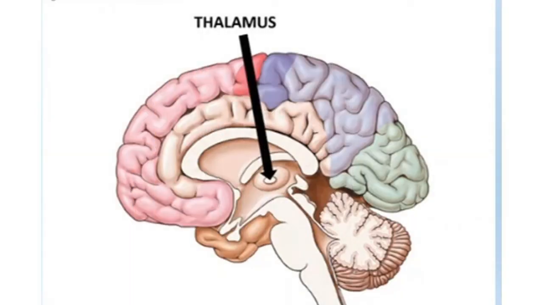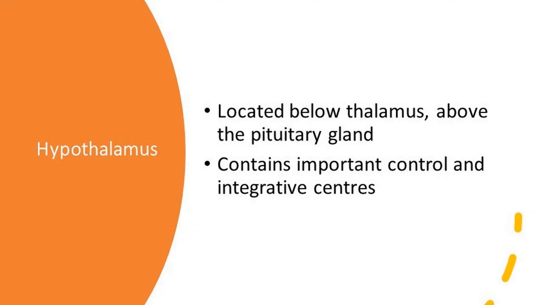This diagram shows you the thalamus. The arrow is pointing towards the thalamus, which is the final relay point for all ascending sensory information. Hypothalamus is located below the thalamus. So it is hypothalamus, so below thalamus, and just above the pituitary gland. Now hypothalamus contains important control and integrative centers. Pituitary gland, we will be looking at this gland a lot in detail under endocrine system.